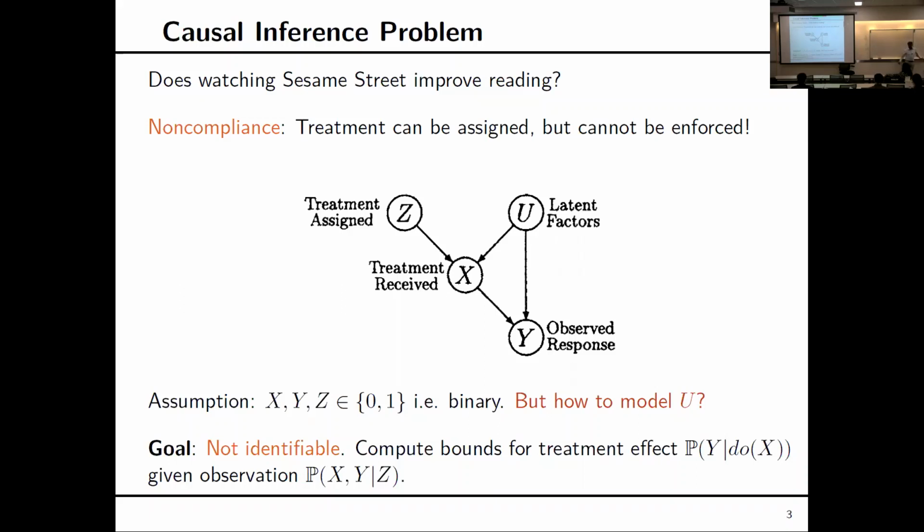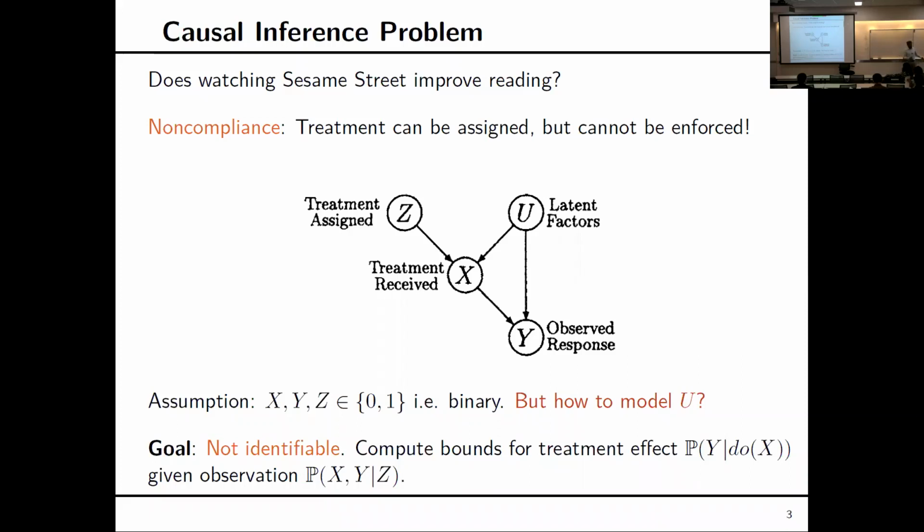And what I'm really interested in answering is: if somebody does X equals 1, watches Sesame Street, what happens to their outcome? And this is not identifiable because of the presence of that unknown confounder. As a result, what I'm going to do is try to compute bounds. So the big question for the moment is, how do I model U? I have no idea how to model U. It could be a very high dimensional object.